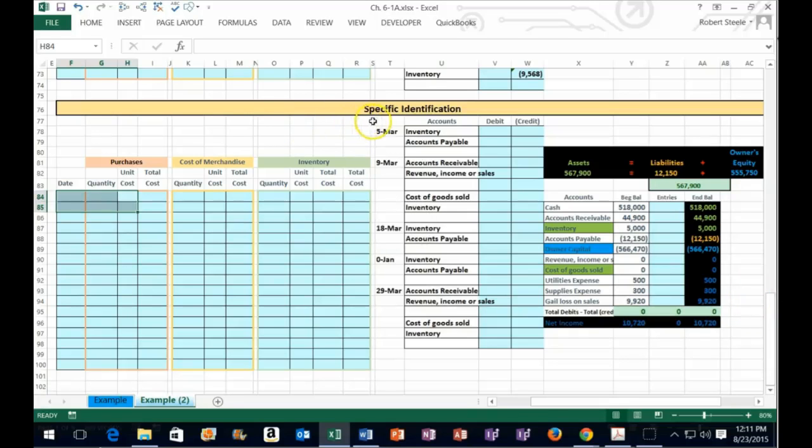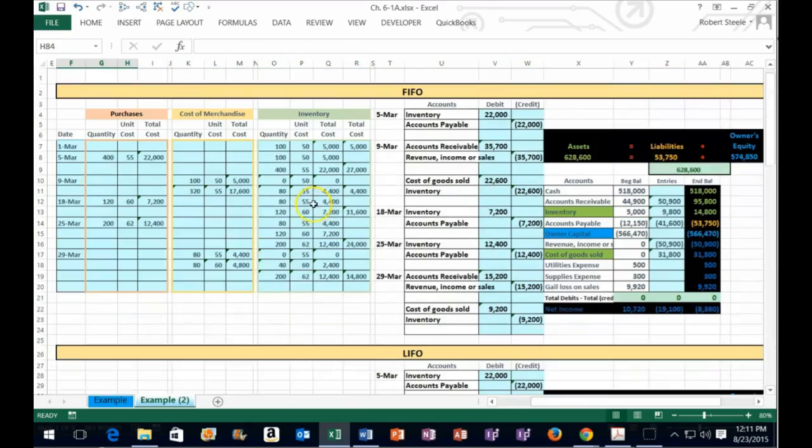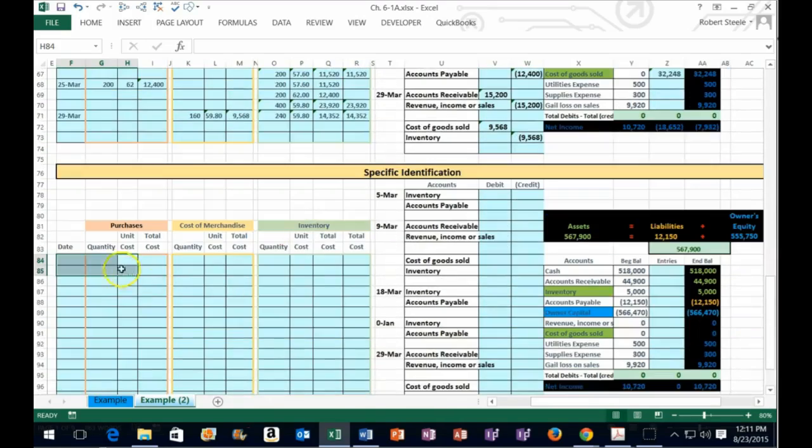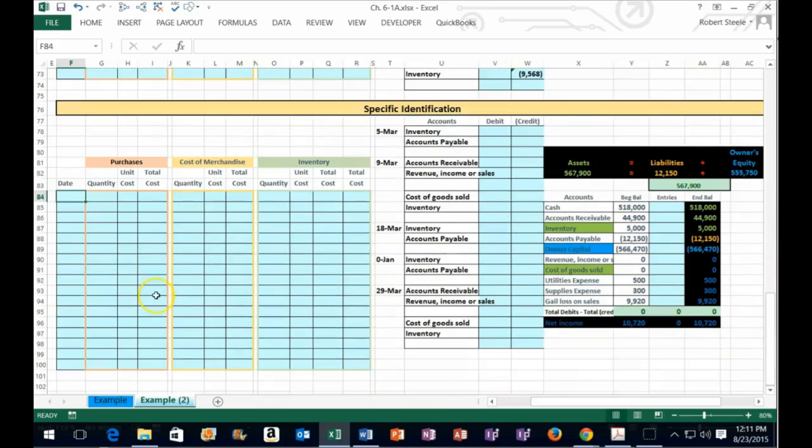Hello, in this presentation we will take a look at the specific identification method. Again, we're going to use the same numbers as we did for the FIFO method, the LIFO method, and the weighted average method. We're just going to use a different method now, being the specific identification.